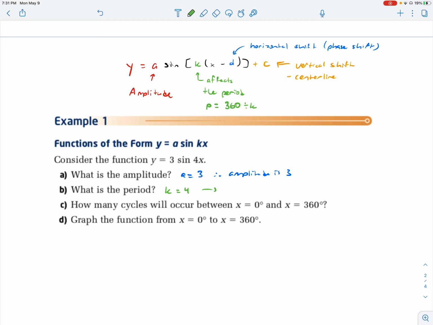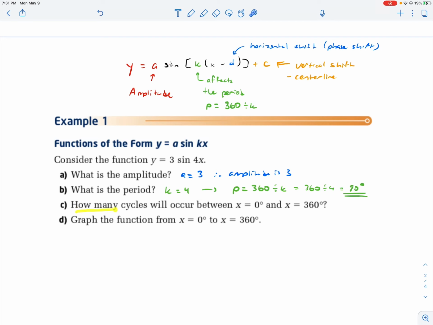So if K is equal to 4, then the period is going to be 360 divided by K, which is 360 divided by 4, which is 90 degrees. So that means the period is really small. It's normally 360, now it's 90.